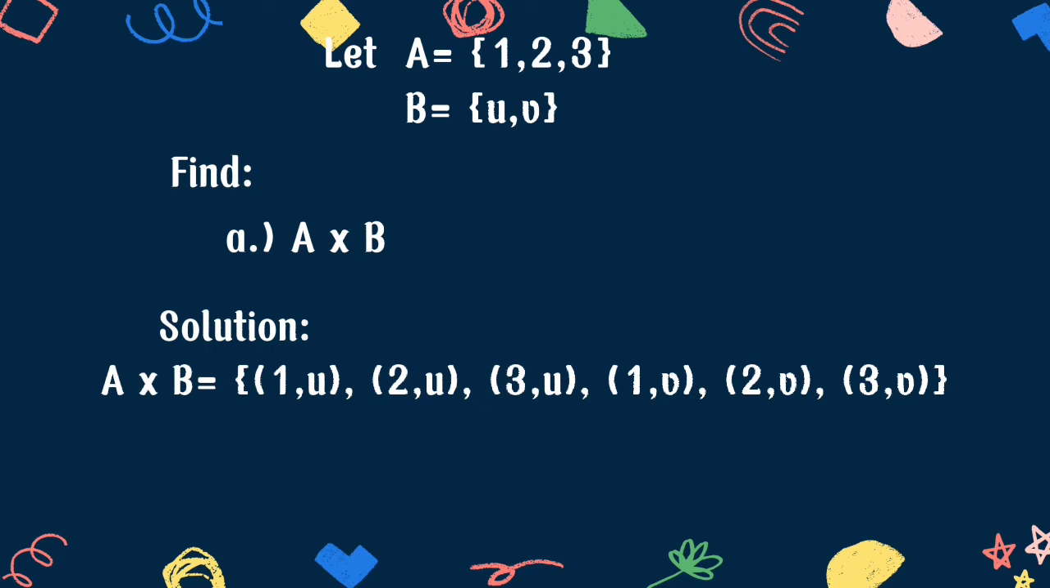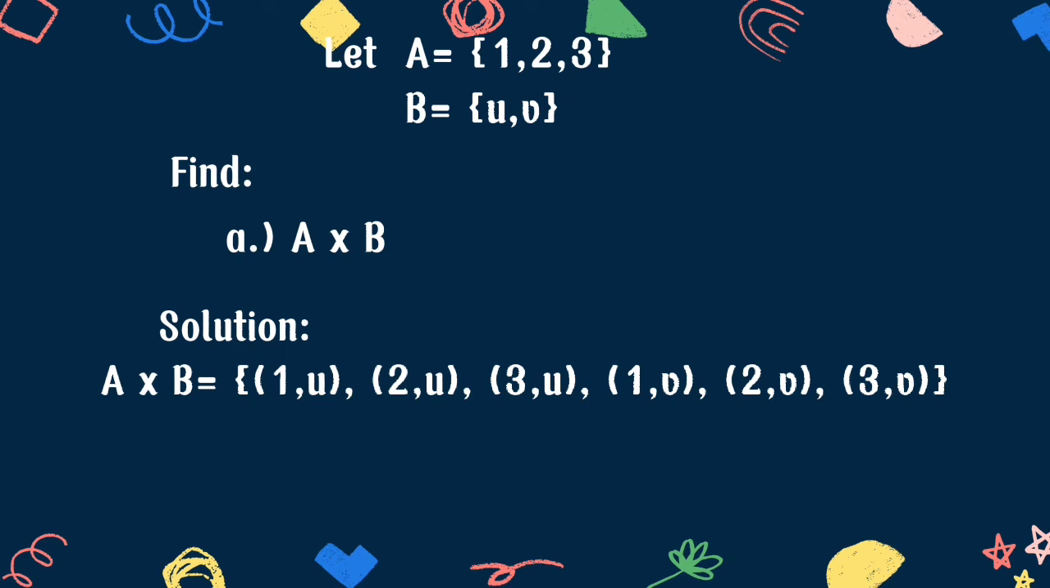So, here is the solution. Sa A cross B, meron tayong 6 ordered pairs. Sa first ordered pair, meron tayong 1 at saka U na elements. Sa first element, ang isusulat natin ay ang first element ng A at sa second element, ang isusulat natin ay ang first element ng B. Sa second ordered pair naman, meron tayong 2 at saka U.